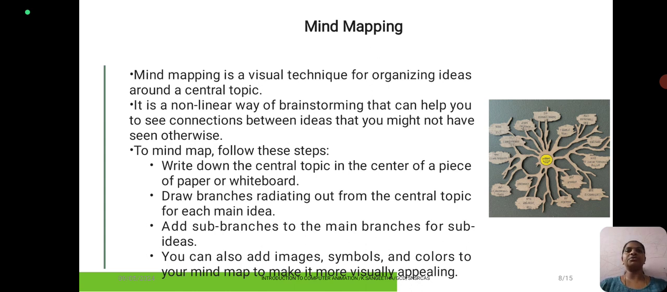Here are some steps to follow for mind mapping. Write down the central topic in the center of a piece of paper or whiteboard. Draw branches radiating out from the central topic for each main idea. Add sub-branches to the main branches for sub-ideas. You can also add images, symbols, and colors to your mind map to make it more visually appealing. Mind mapping can be done individually or in a group.